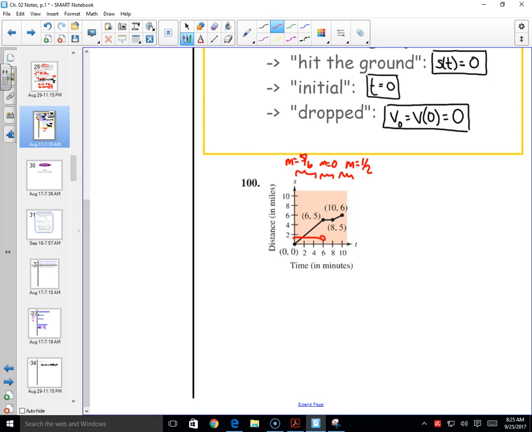Why did I write a hole at 6? Because at 6, it's going 0. At 6, it's also going 0, but it's still more than that. Why would the derivative not be able to exist at 6? It's a breach. Sharp point. The slope from one side to the other, they clash.